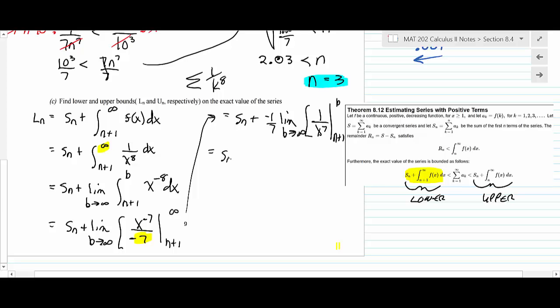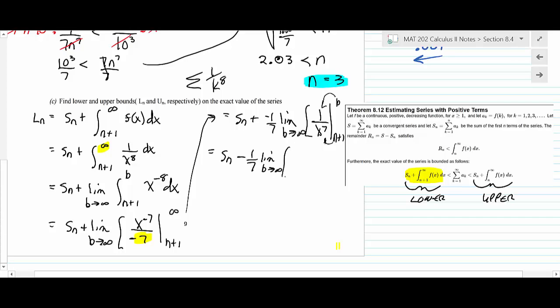So this is S of n. I'm going to write that as minus 1/7. Then we can go ahead and evaluate our limits of integration. So you can plug in b, then you can plug in the n plus 1. Then we still got to do the limit though. So I need to bring that limit down.